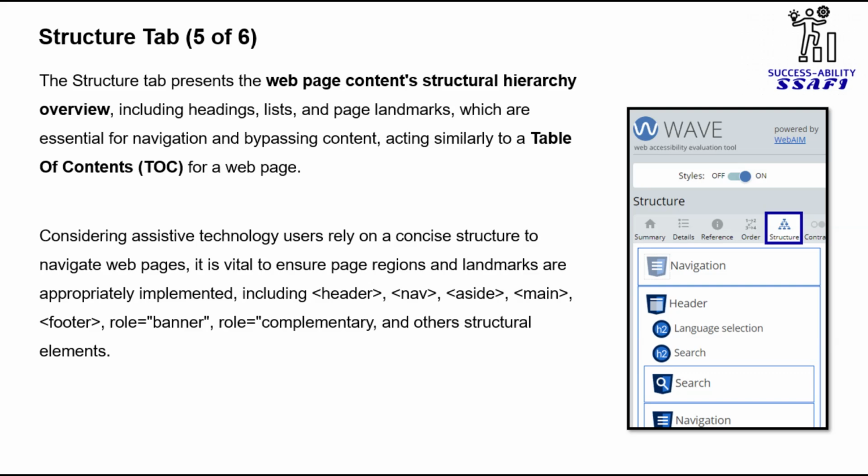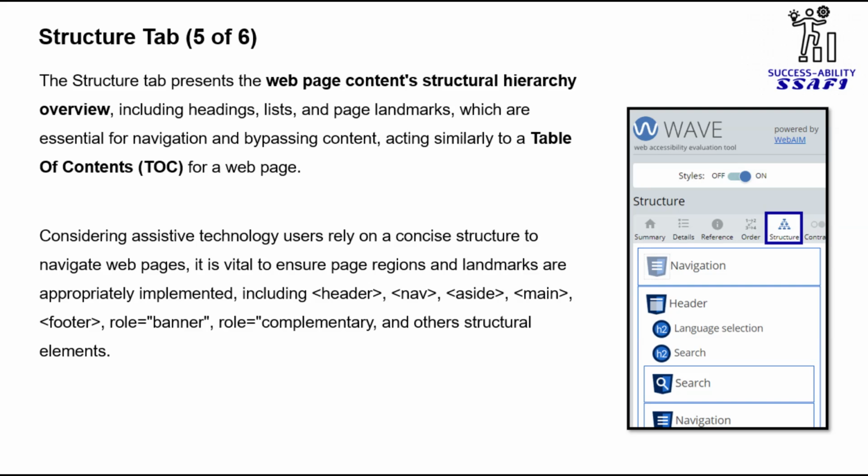Considering assistive technology users rely on a concise structure to navigate web pages, it is vital to ensure page regions and landmarks are appropriately implemented, including correct header, nav, aside, main, footer, role equals banner, role equals complementary, and other structural elements that do show up in the Structure tab.